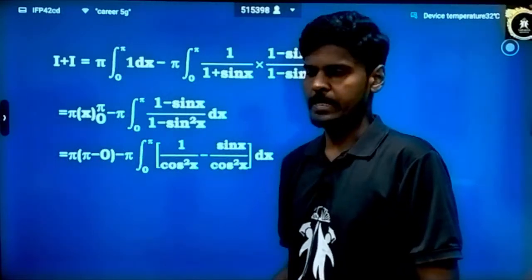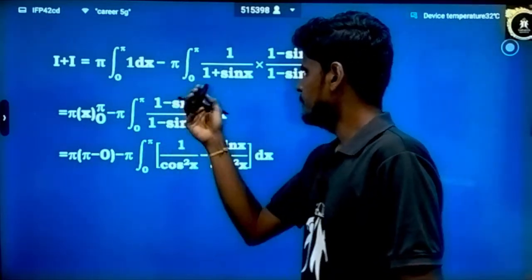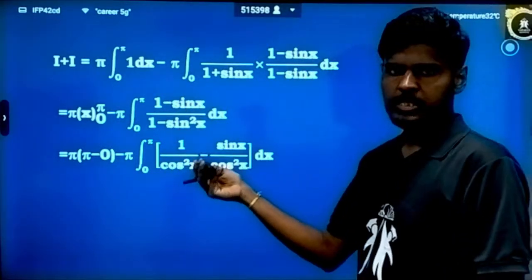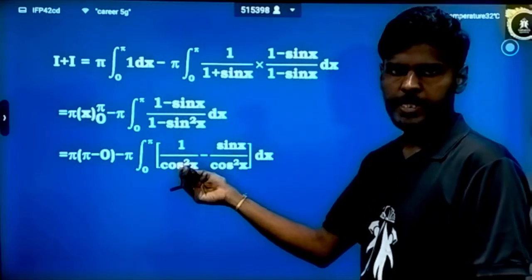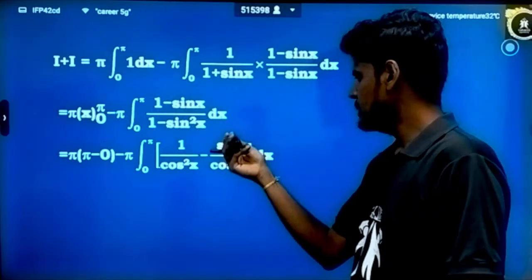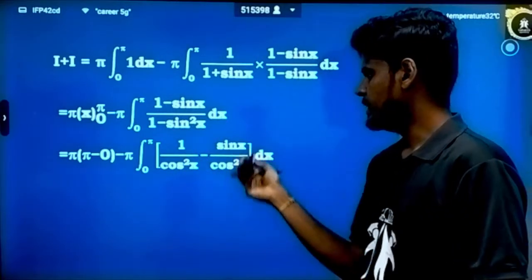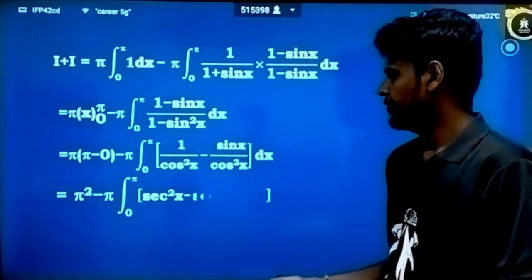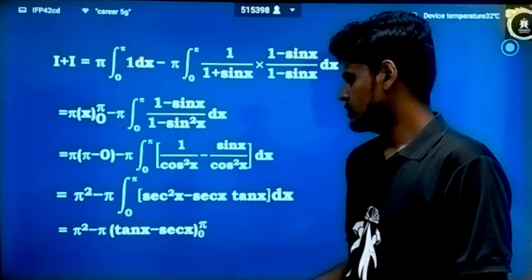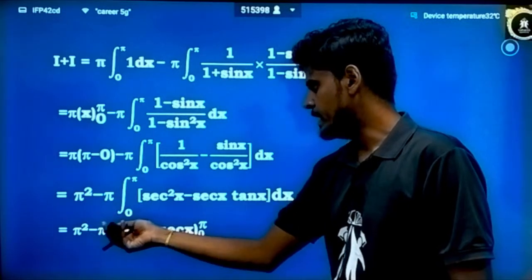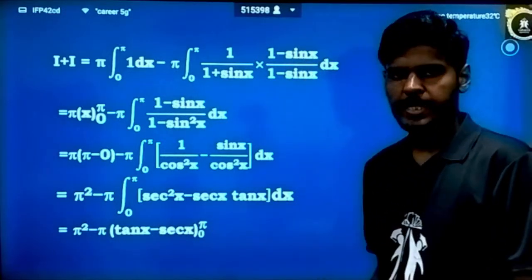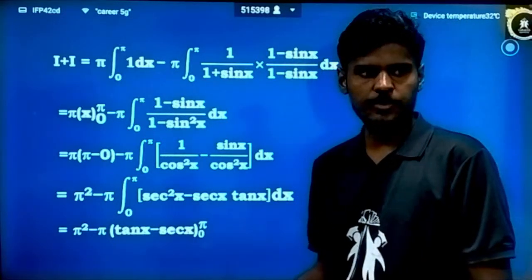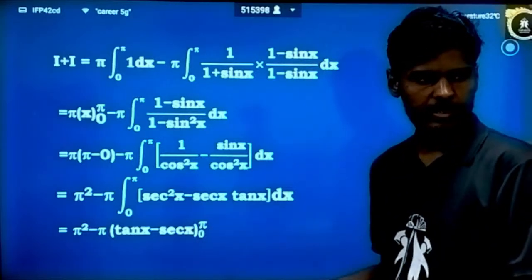so this will be pi square minus pi into, here we have secant square x, whose integration is tan x, and the second one is secant x tan x, whose integration is secant x, in the interval 0 to pi. So that is pi square minus pi into tan x minus secant x in the interval 0 to pi. Apply the limits.